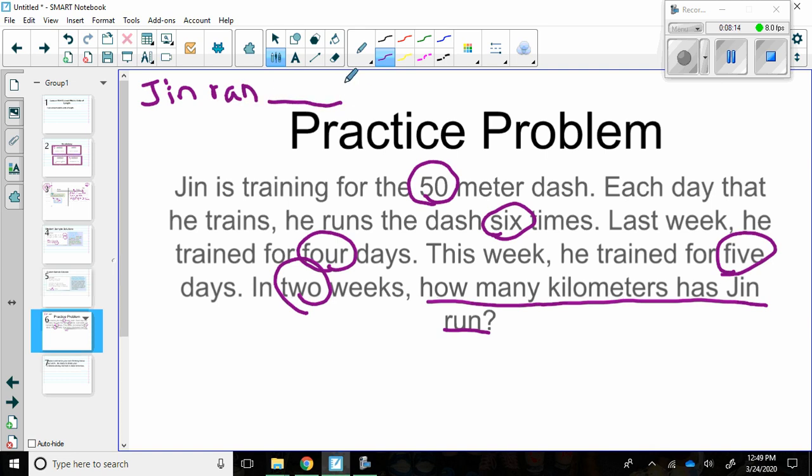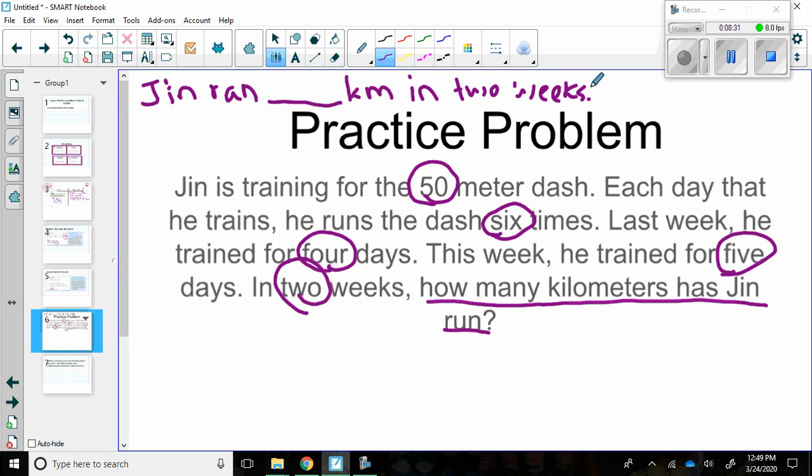ran length kilometers in 2 weeks. That's how I want to answer my question. Next, I need to box the keywords.